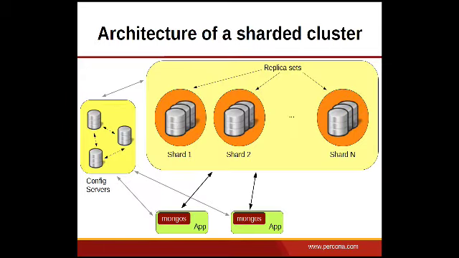And here we have a diagram trying to recap everything. So the big part is the shards, which are all replica sets. On the left, you have the config servers. In production, you should have 3 config servers to make sure that they are also always available.